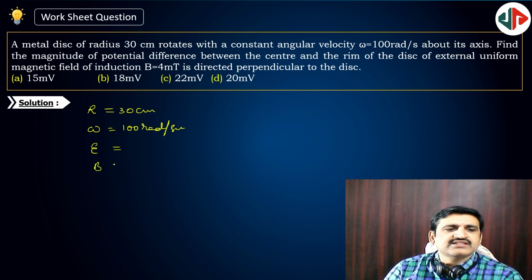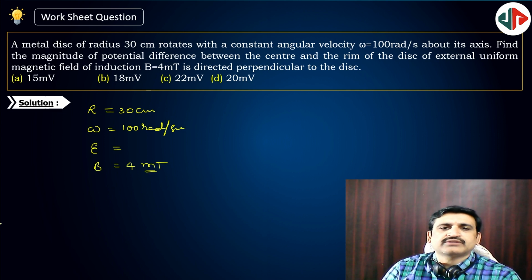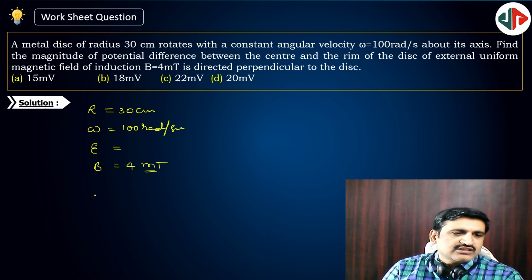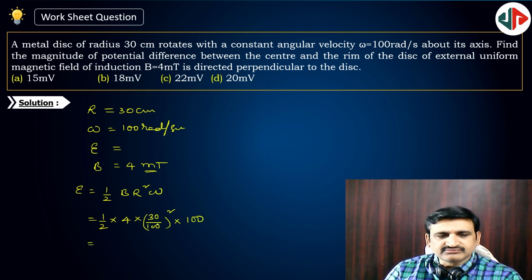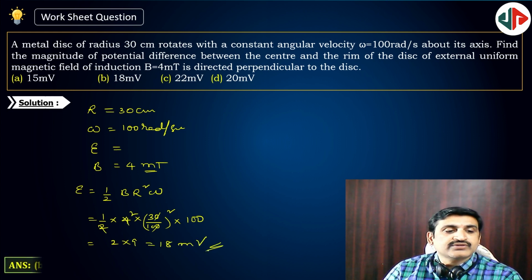Magnetic field induction B is equal to 4 millitesla. Notice, the answer will be in millivolt, perpendicular to the disk. EMF produced equals half B r square omega. So half B, millitesla, so millivolt. r square is (30 by 100) whole square, omega 100 radians per second is a proper unit. The zeros will go, denominator 100 and numerator 100 will go, this 2 will go. So 2 9s are 18 millivolt. So this is the answer.